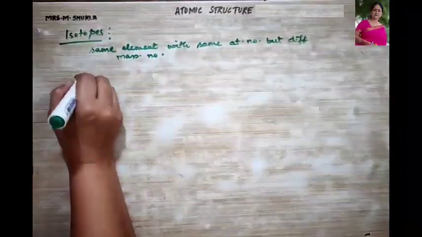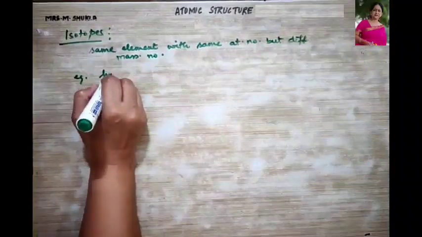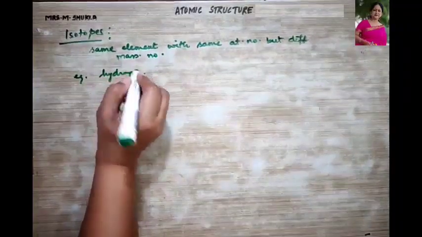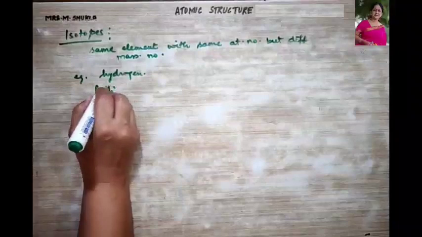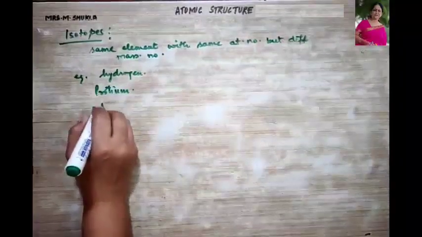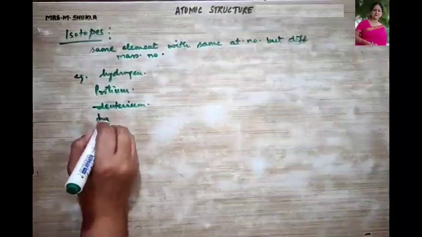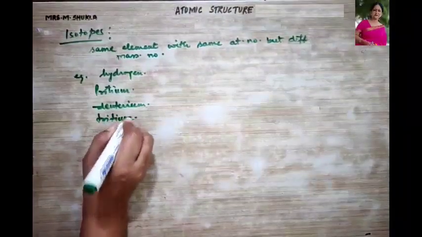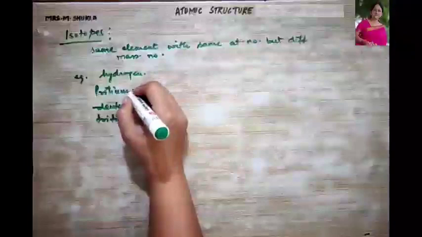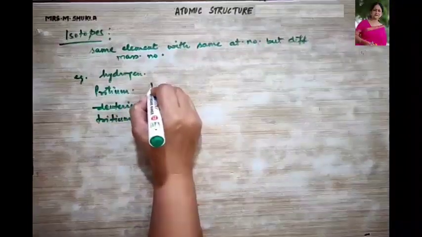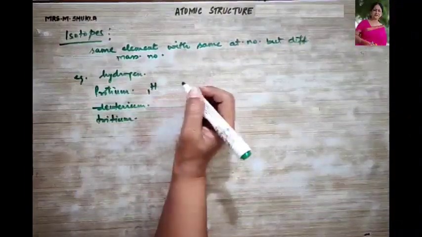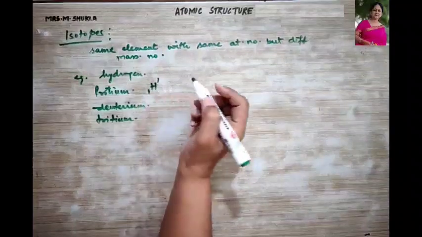For example, you may take the isotopes of hydrogen. There are 3 isotopes of hydrogen. What are they? Protium, deuterium and tritium. What is the difference between all these 3? So let's talk about protium. Here hydrogen, number of protons is 1 and mass number is 1.